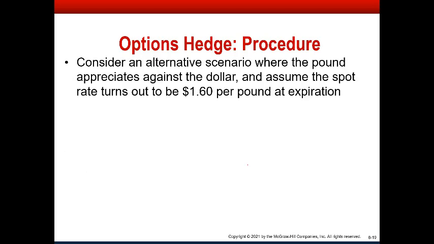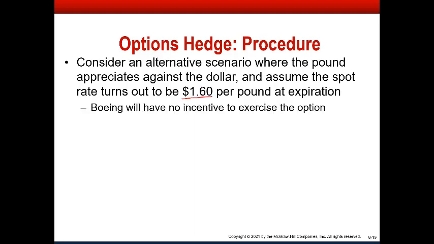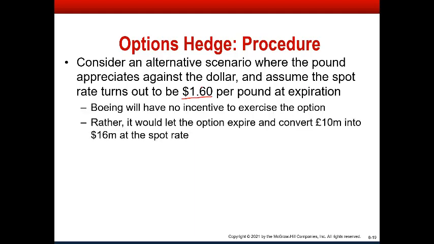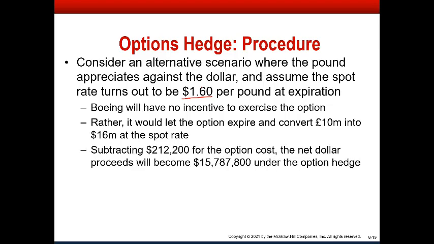All right, so here, that's what we're looking at explicitly now. The exchange rate goes up to $1.60, so the pound is worth more. Boeing's not going to exercise the option. It's going to convert the 10 million into 16 million at that rate. Subtract out the cost of the option, and they're still up by almost $1 million here.